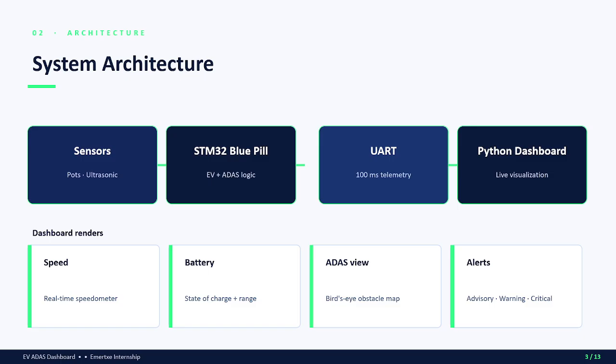The complete system has four stages. First are the sensors, which provide inputs such as accelerator position, brake position, motor temperature, and obstacle distance. These inputs are sent to the STM32 Blue Pill. The EV control module calculates speed, torque, battery SOC, and remaining range, while the ADAS module checks for collision warnings, blind spots, and parking assistance. After processing, the STM32 sends telemetry through UART at 115200 baud. Finally, the Python dashboard receives the UART data and displays speed, battery level, obstacle distance, alarms, and faults in real time.